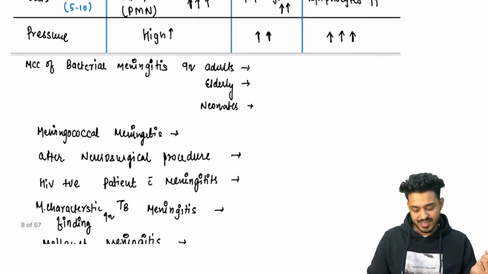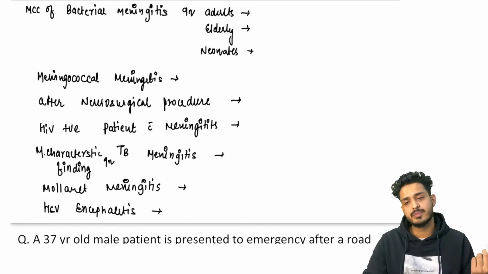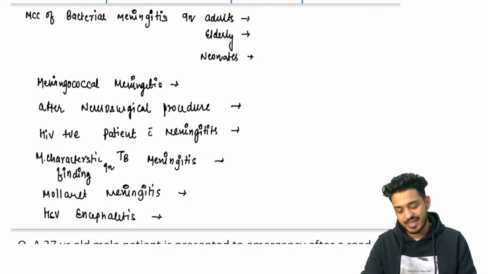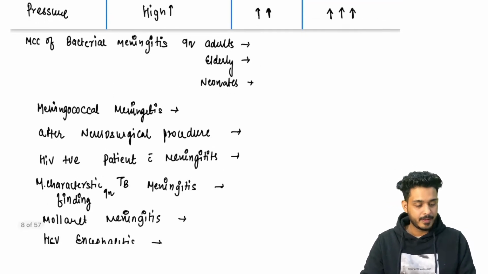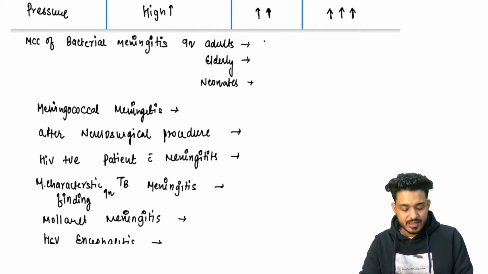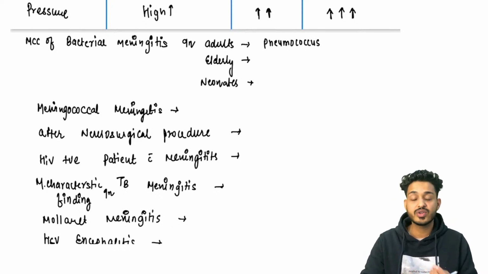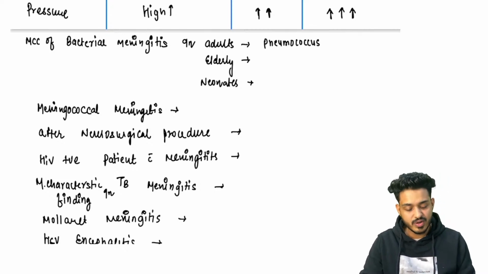Okay, let's try to understand the common causes of meningitis. What are the common bacterial causes of meningitis? Okay, try to answer. Be interactive. What is the most common cause of bacterial meningitis in adults? That is going to be your pneumococcus. I have taught you in the microbiology section also, pneumococcus or Streptococcus pneumoniae is the most important organism that is the most common cause of meningitis, and it is also the most common cause of pneumonia, right?